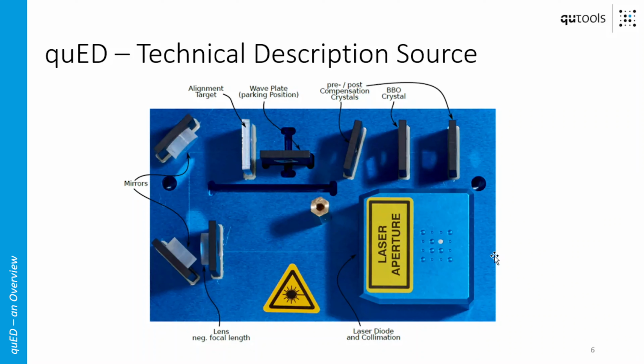This is how it looks in real life then. Here is the optical pump laser at 405 nanometers. The pump beam will come out in the front, pass some lenses for beam shaping purposes. We're going to have some mirrors to align the beam correctly, an alignment target for easy alignment in the end. This is the wave plate that we can insert or remove from the beam path. The 2 pre- and post-compensation crystals, and the heart of the source, the BBO crystal, sits here. There are both BBO crystals in this one optical plate, and they are optically contacted together in order to have them as near to each other as possible.